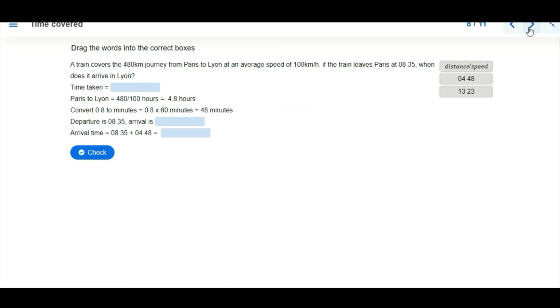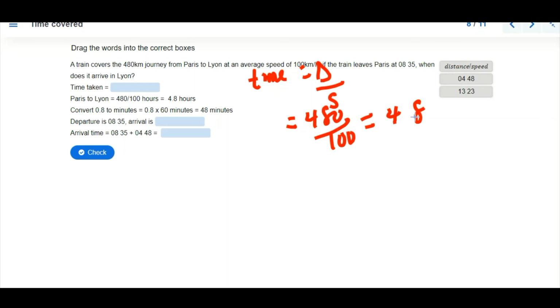So let's quickly calculate that and see what we have. Okay, so we are calculating time, which equals distance over speed, which is 480 kilometers over 100 kilometers per hour. By the time you divide through, we are going to have 4.8 hours. Now we can't leave this, we don't read decimals in hours, so we have to convert 0.8 to hours.